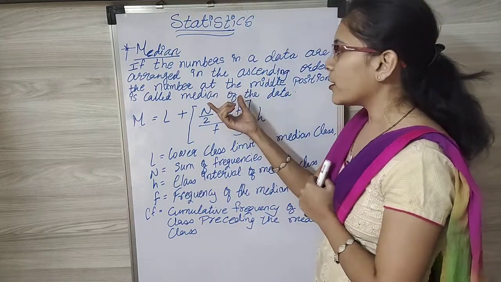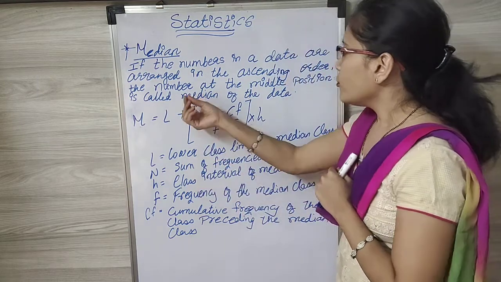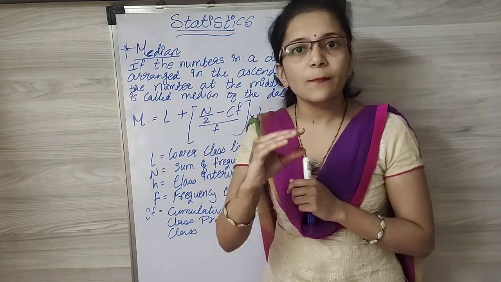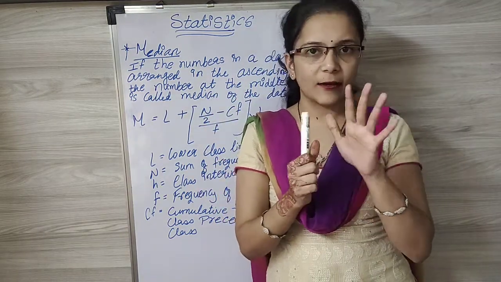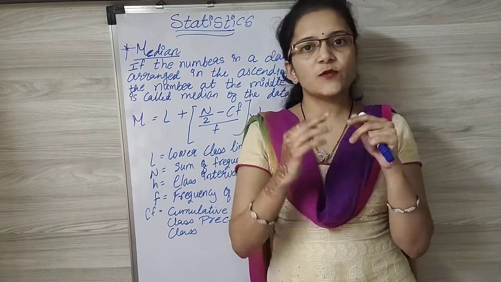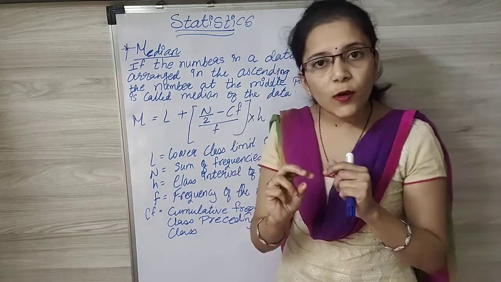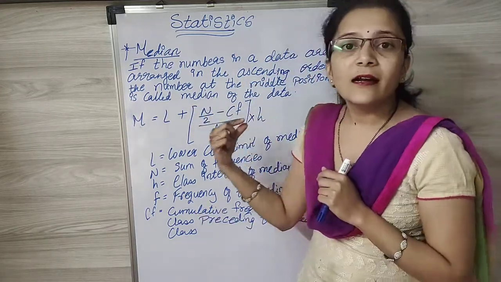Ascending is when we start from the smallest number to the largest number. After arranging it in ascending order, we have to pick out the number which is at the middle position. Suppose I have 5 data, 5 positions. So I am going to take out the third position, which will be the middle position. That third one will be the median of that data, right?